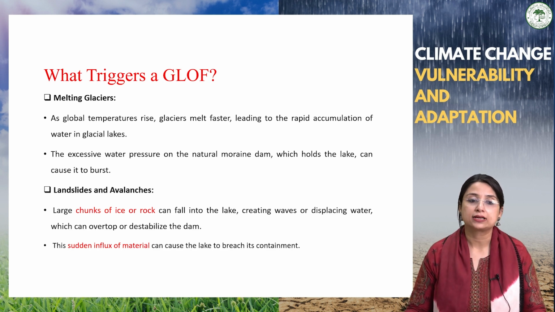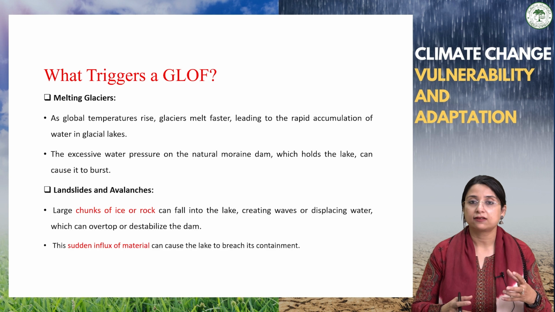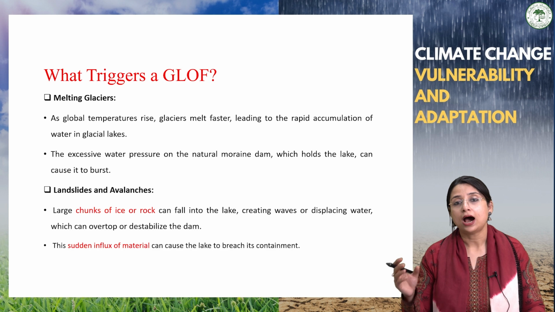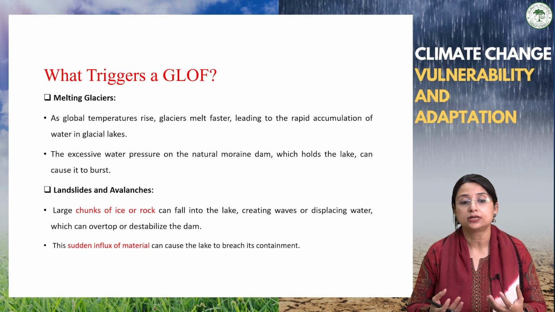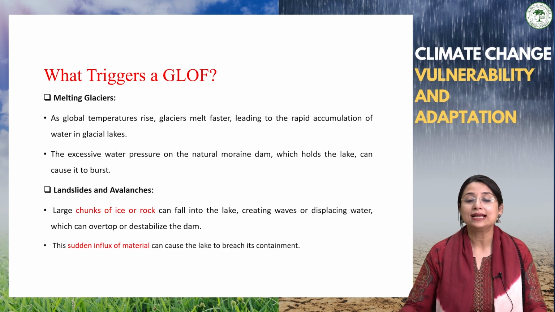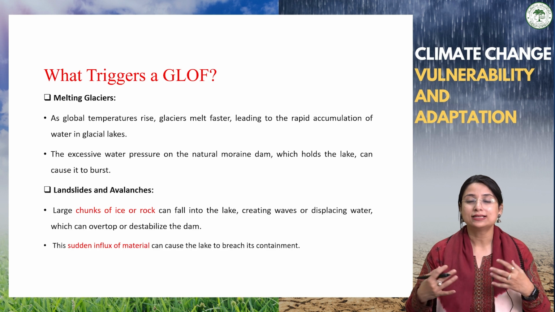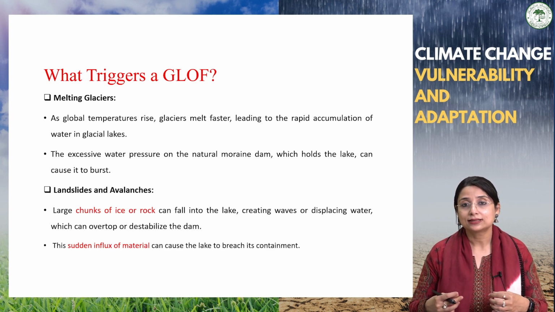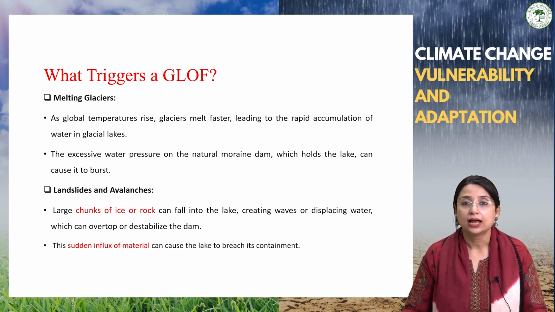The second most important triggering factor is landslides and avalanches. We have already talked about this in the previous slide through the picture. When large chunks of ice or rock fall into the lake, it creates waves and displaces water, which can overtop, or the large chunk of ice and rock can destabilize the dam. This sudden influx of material in the glacial lake can cause the lake to breach its containment, causing the glacial lake outburst flood.